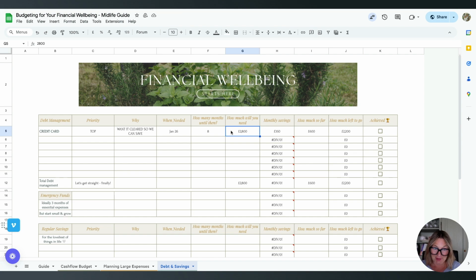What I do like about this, to keep you going, to keep you motivated, the next column along is how much have I got so far? How much have I actually paid off so far? You can put that in here.